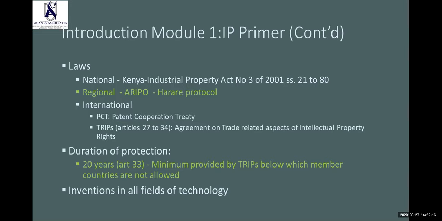Now, the duration of patent protection is 20 years. And again, as an explanation, 20 years is the minimum protection that has been provided by the Agreement on Trade-Related Aspects of Intellectual Property Rights. This is actually a World Trade Organization agreement. And the reason why it prescribes a minimum really is to make sure that there is fairness.